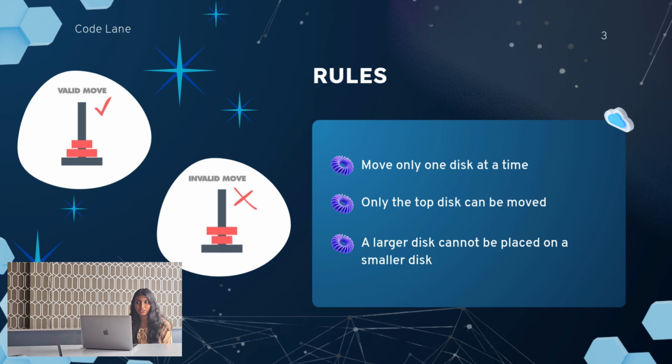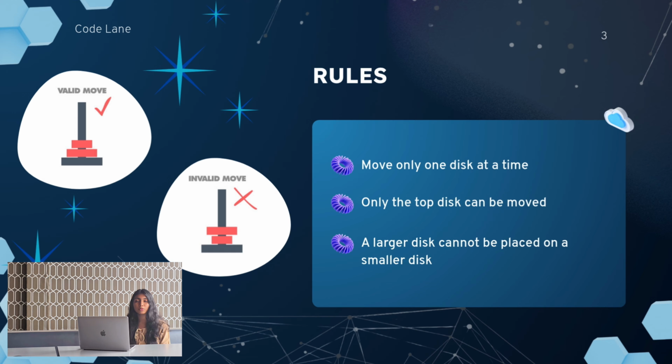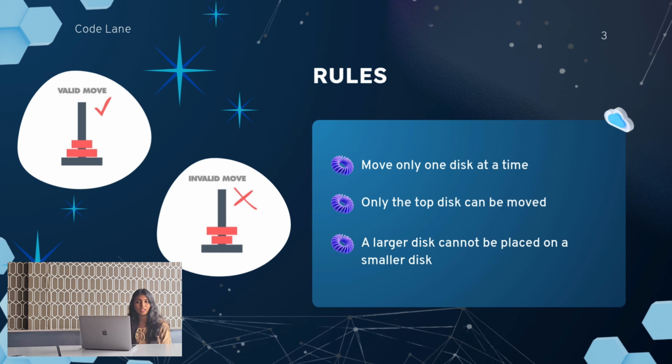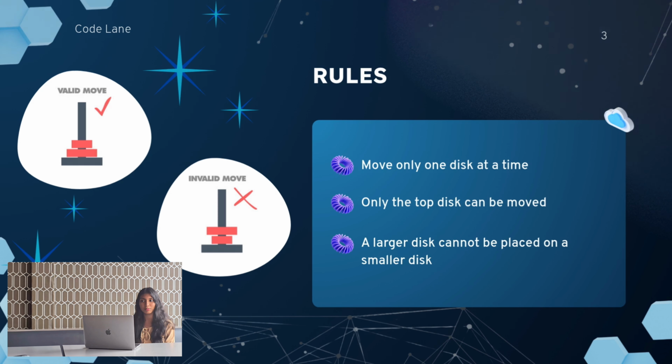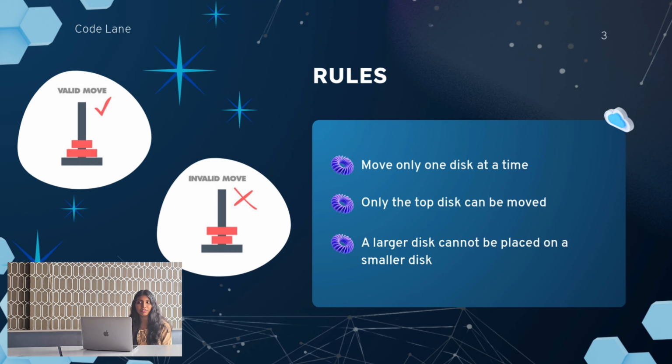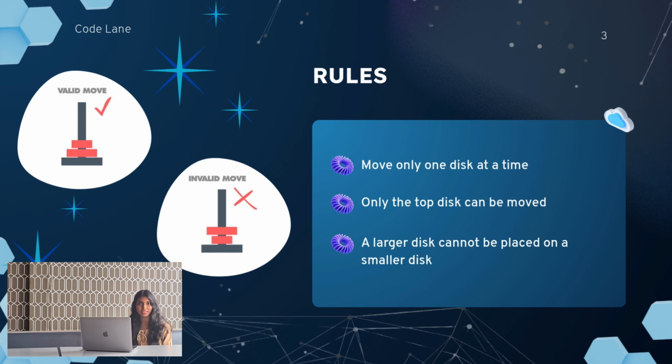The first rule is that only one disk can be moved at a time. This means we cannot pick up multiple disks together and move them as a group. Every move must be done step by step and one disk after another. This rule prevents shortcuts and makes the puzzle more systematic. Because of this, players need to think carefully before making each move. Even a simple mistake can affect the next step, so planning becomes very important. This rule also helps improve logical thinking and patience because every move matters.